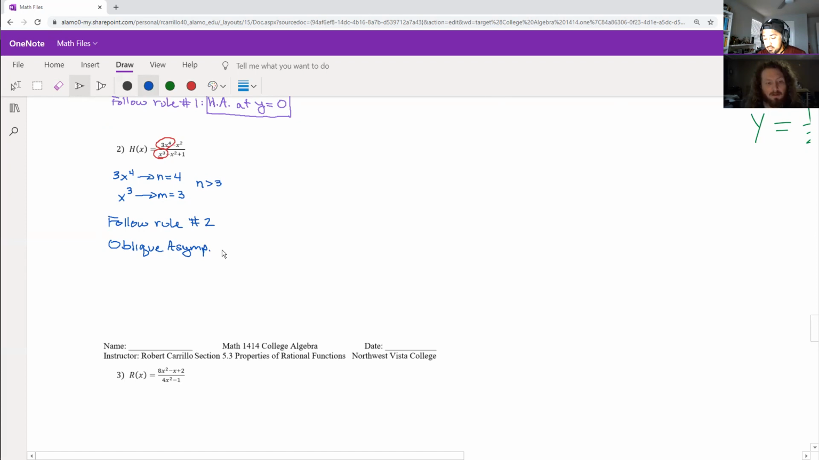at a line we have to find using long division of polynomials. So let's go ahead and do that on the side over here. x cubed minus x squared plus 1 is our divisor, and our dividend is 3x to the 4th plus 0x cubed minus x squared plus 0x plus 0.